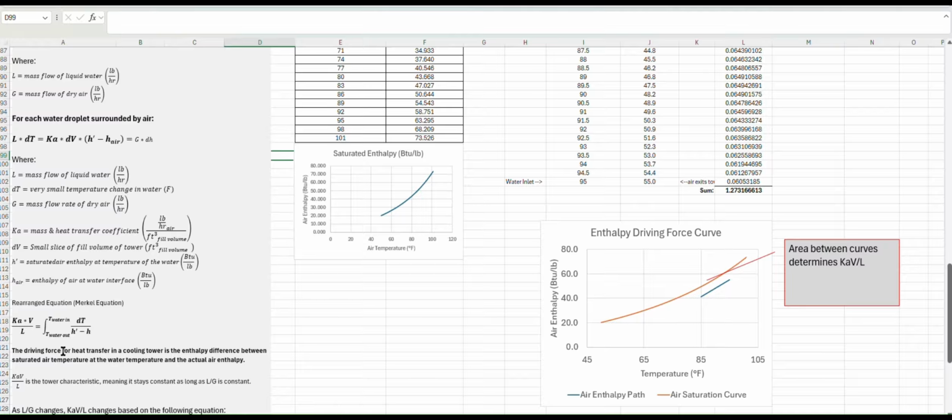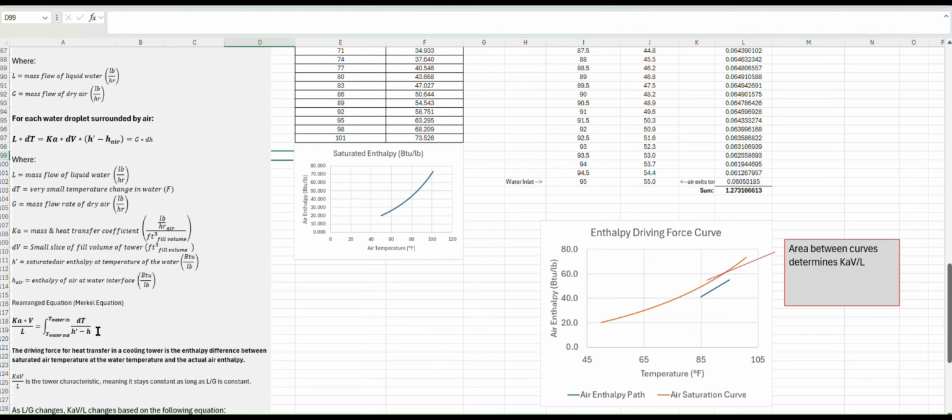I guess one more point on this equation, though. What this says, and what fundamentally is how a cooling tower works, this equation is saying that the driving force for heat transfer in a cooling tower is the difference in enthalpy between saturated air at the temperature of the water that it's touching and the actual enthalpy of that air.